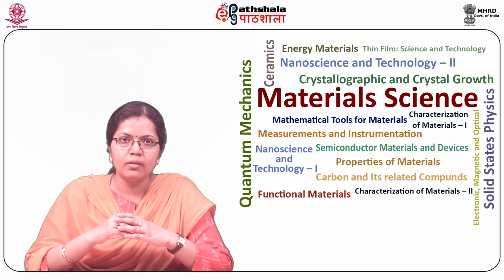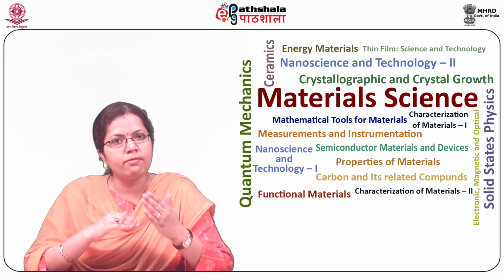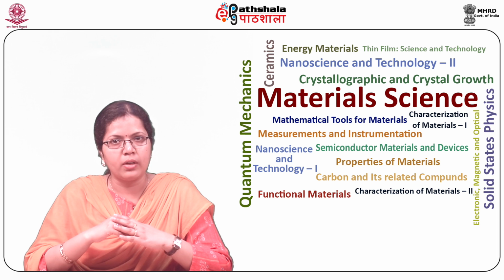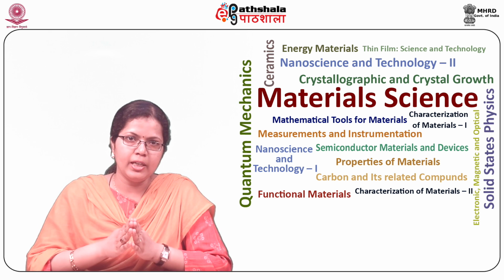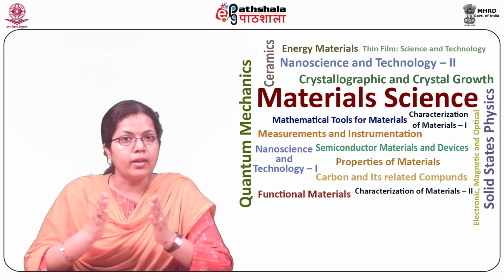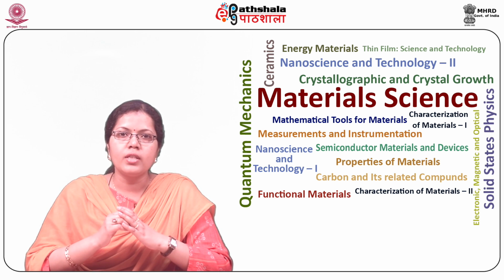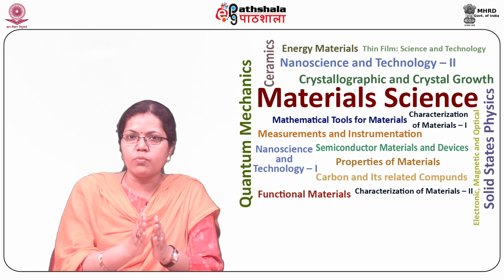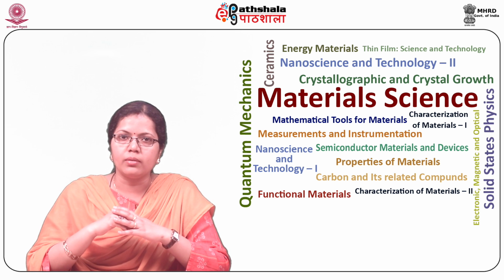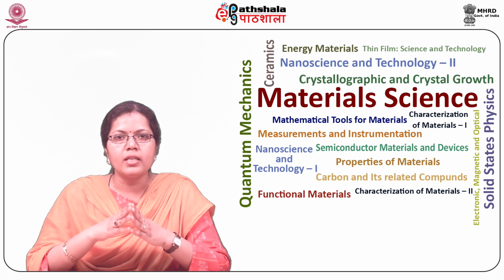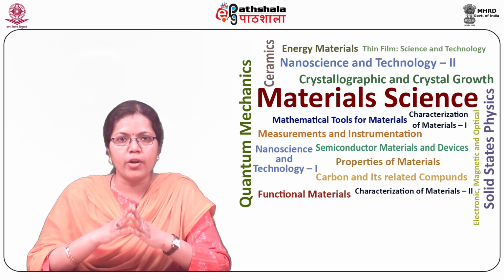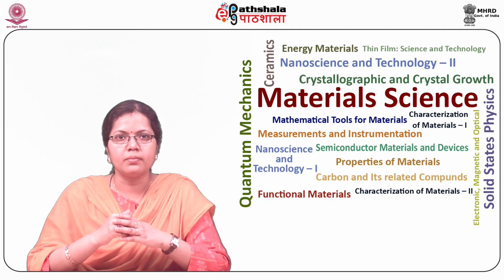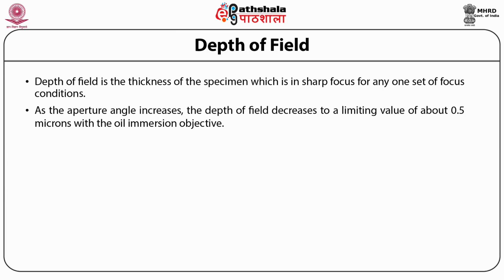Next is the resolving power. The magnification cannot be increased infinitely in an optical microscope because lenses are limited in their ability to distinguish two points that are very close. This property, called the resolving power, is the least distance between two adjacent points in a sample which are distinguishable. An optical microscope can achieve resolutions on the order of 0.2 to 0.3 microns. It increases to a limiting value of about 0.5 microns with the oil immersion objective.